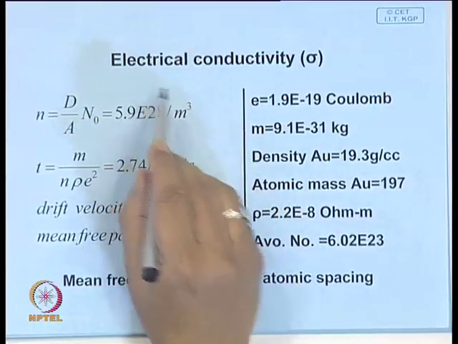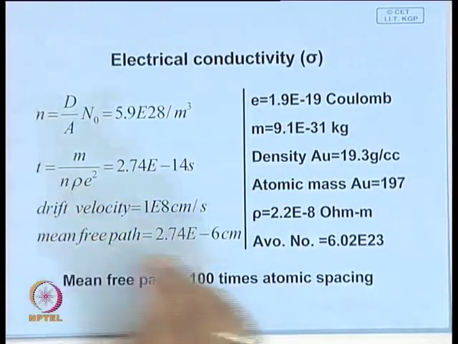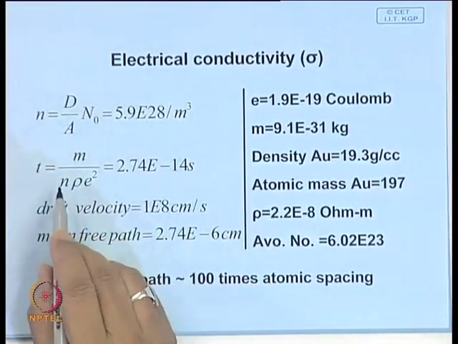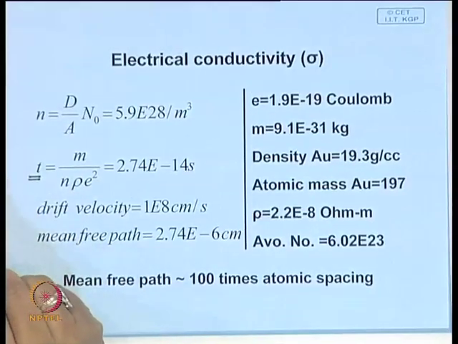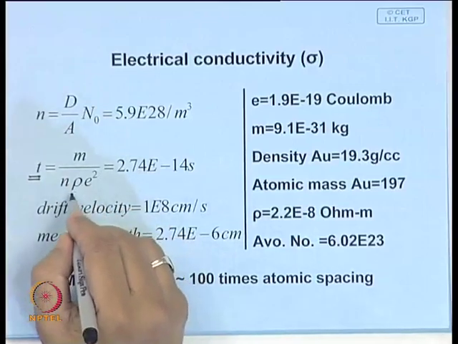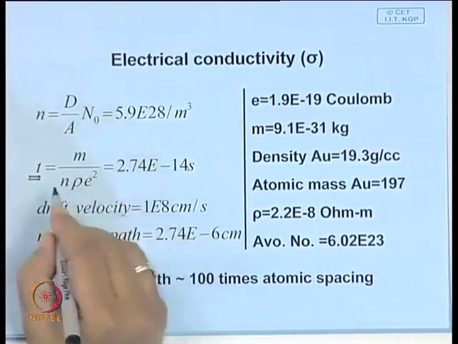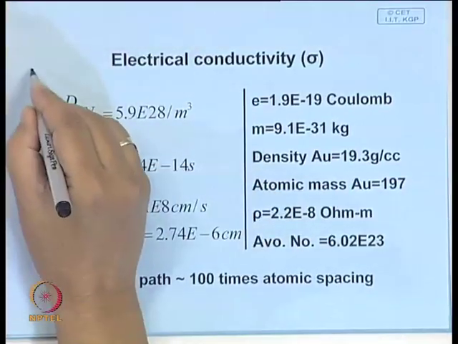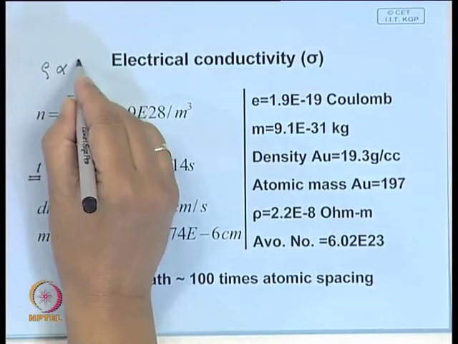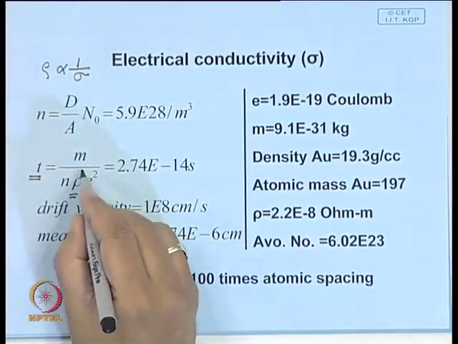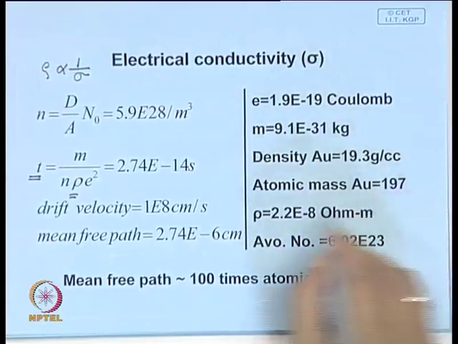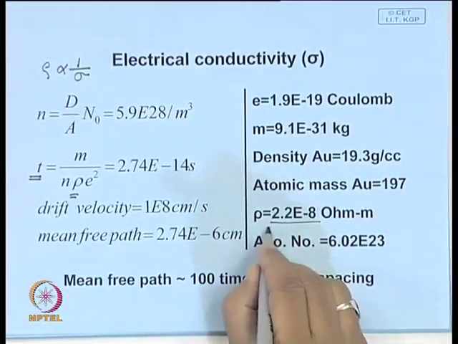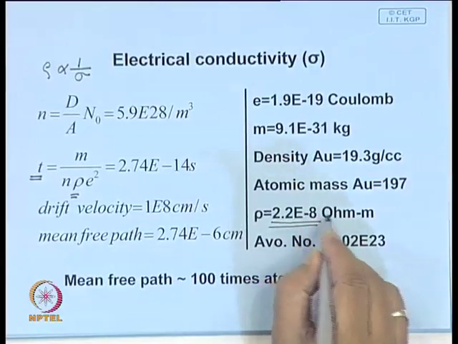Now, with this background, let us try to estimate the likely time scale for this relaxation time t. This is the expression for relaxation time. Here, rho is the resistivity, which is 1 over conductivity. For metals, this is known. Take the case of, say, gold, for which the resistivity is 2.2 into 10 to the power minus 8 ohm meter.